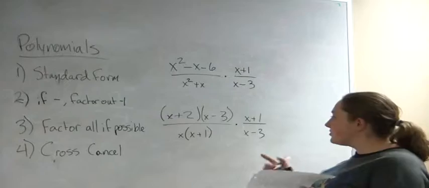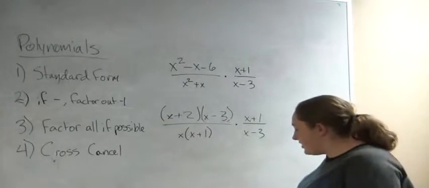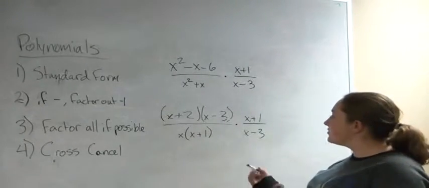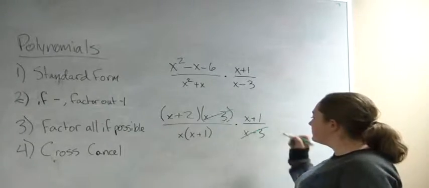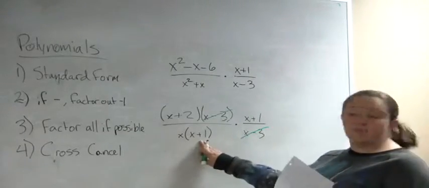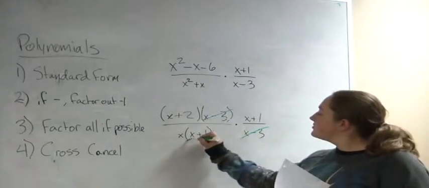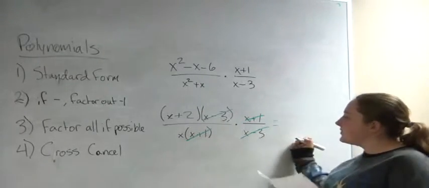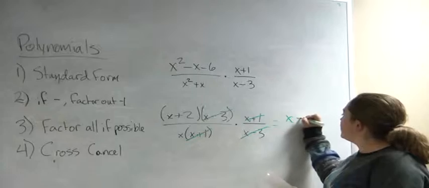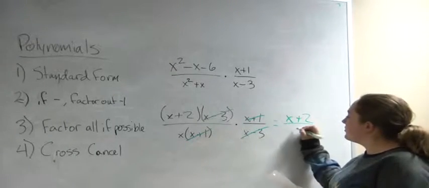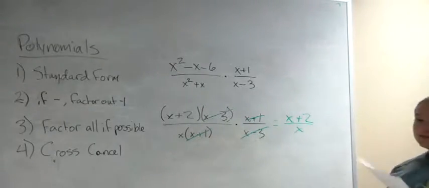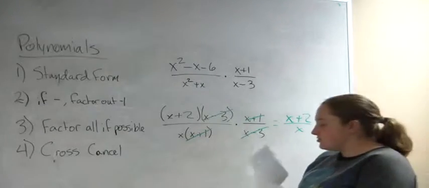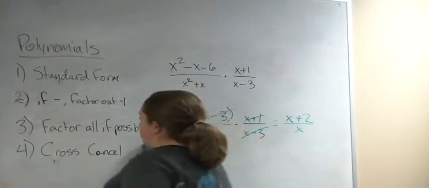So, I'm going to look through here. There's an x minus 3 and another x minus 3. So I can cross cancel these two. And then we have an x plus 1 and an x plus 1. So I can cross cancel those two. And the resulting equation is x plus 2 over x. And that's the answer. Now, I'm going to show you several examples.